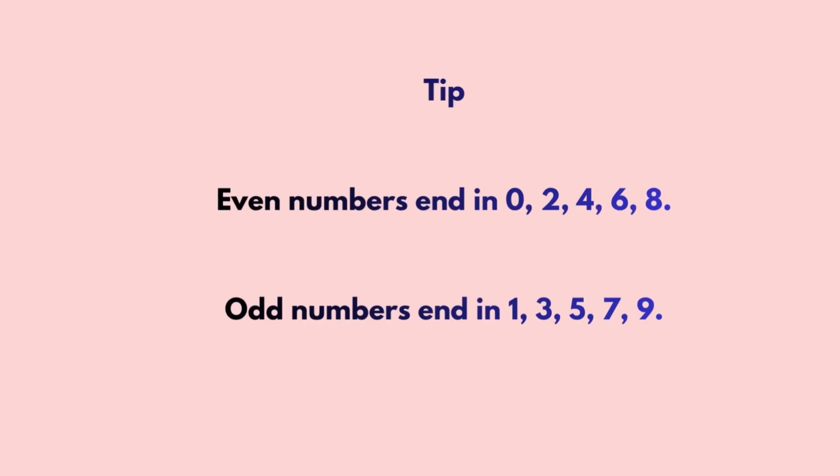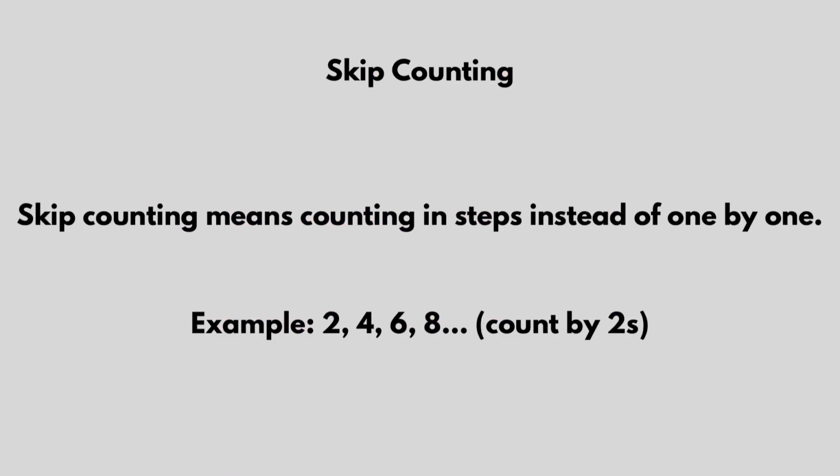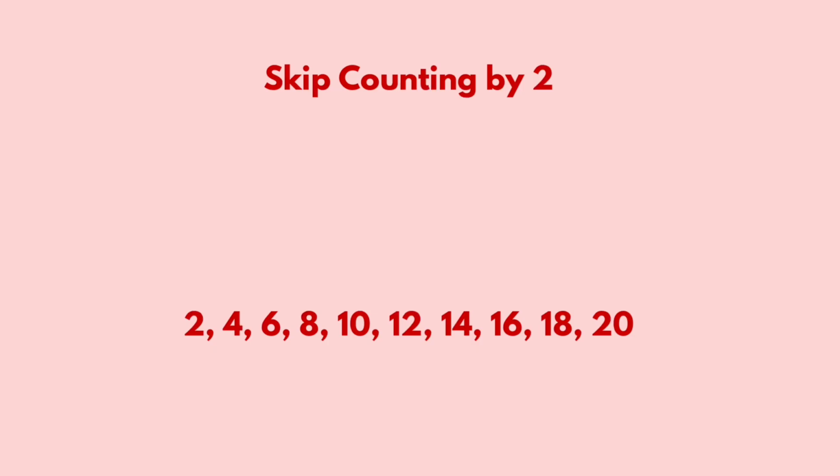We will start skip counting now. Skip counting means you count in steps instead of one by one. Like 2, 4, 6, 8. Like this the series goes on. You are skip counting by twos, right? 2, 4, 6, 8, 10, 12, 14, 16, 18, 20. This is skip counting because we are skipping in steps of 2 here.